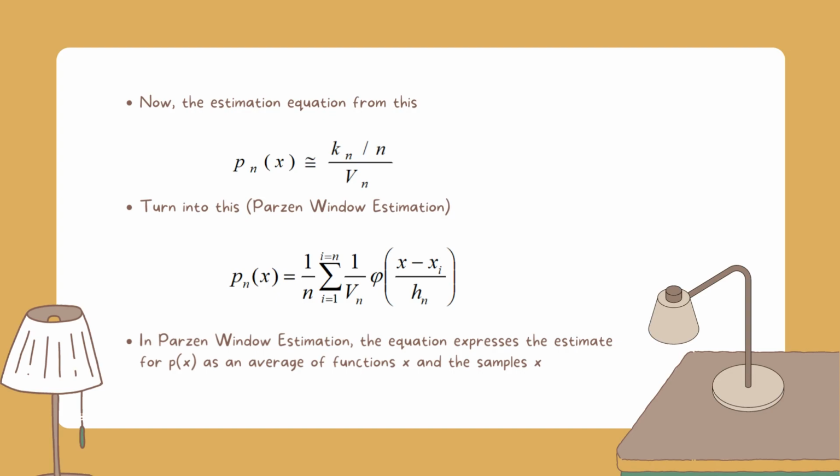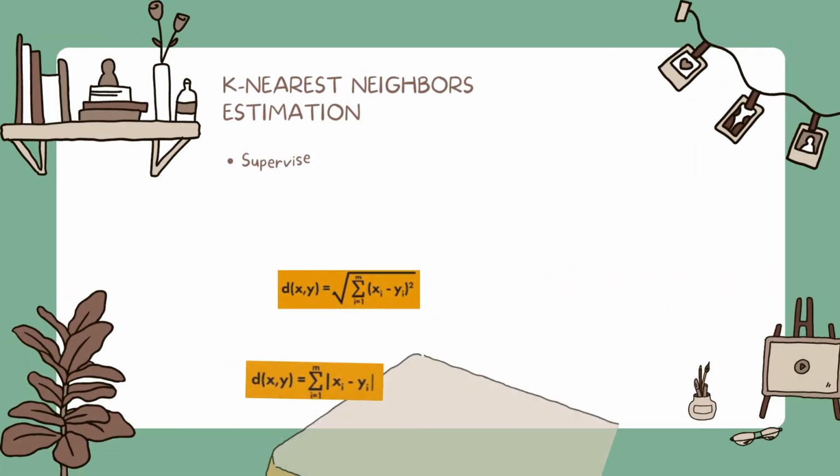pn(x) equals 1/n times the sum of (1/Vn) phi((x - xi)/hn). In Parzen window estimation, the equation expresses the estimate for p(x) as an average of functions of x and the samples xi. Here is the k-nearest neighbors estimation.